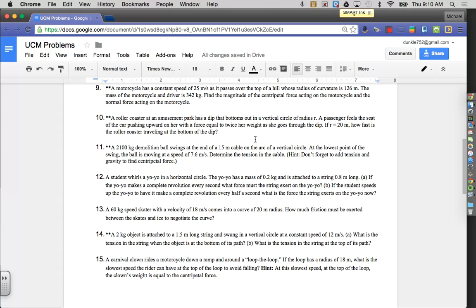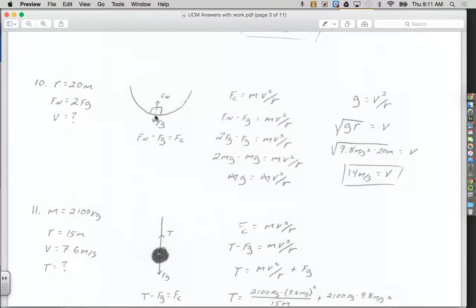A passenger feels the car pushing upward on her with a force equal to twice her weight as she goes through the dip. If the radius is 20 meters, how fast is the roller coaster traveling at the bottom of the dip? Another good one to draw a picture for.